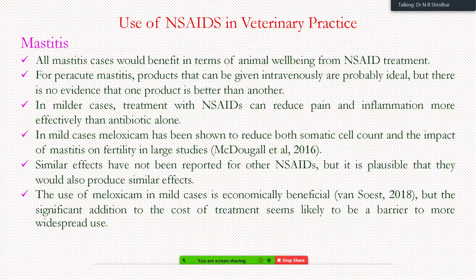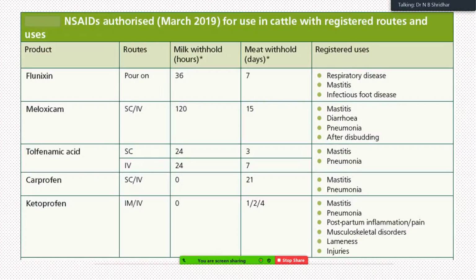And now the use of NSAIDs in veterinary practice. A very important use of NSAIDs in veterinary practice is for the treatment of mastitis. I think you might have seen this everywhere. Meloxicam, maybe, can be used in mastitis, diarrhea, pneumonia, and many more conditions. These can be used.